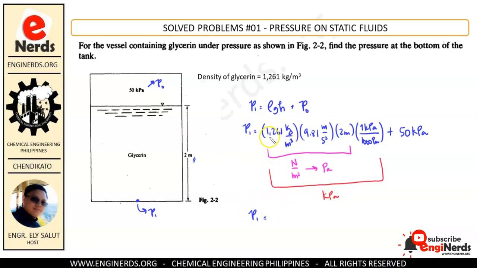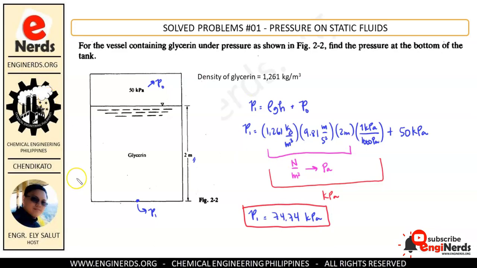So we have 1,261 times 9.81 times 2 divided by 1,000 plus 50 will be equal to 74.74 kilopascal. And this is our final answer dito sa ating problem.